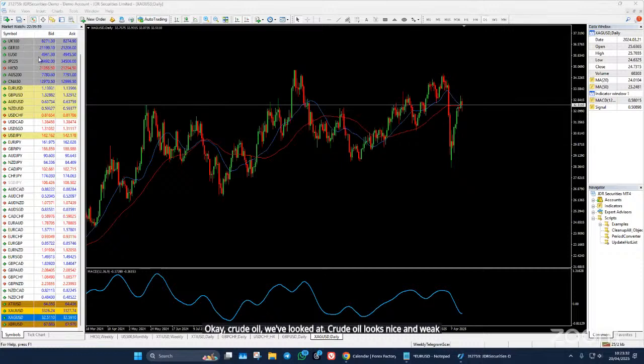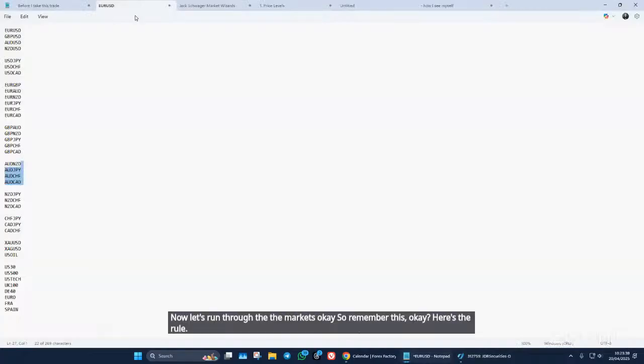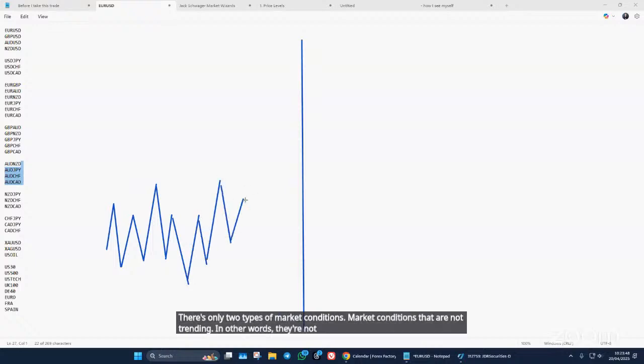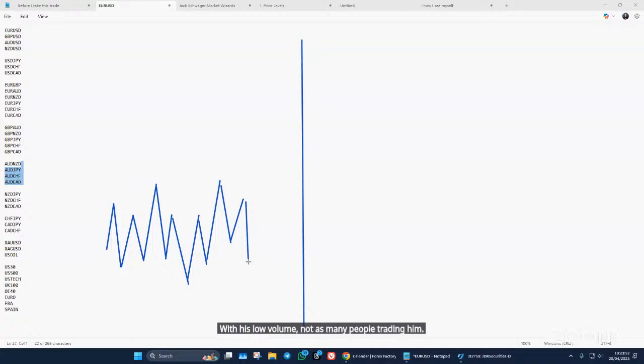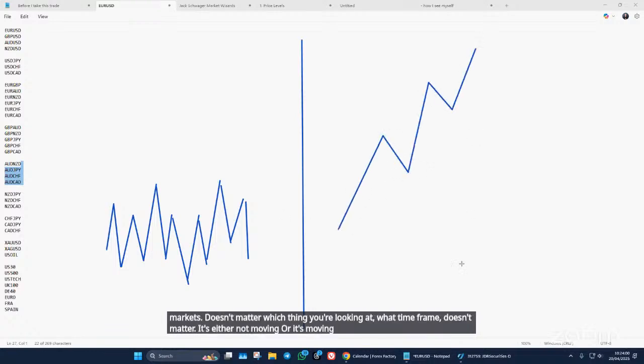Now, let's run through the markets. So remember this, here's the rule. There are only 2 types of market conditions. Market conditions that are not trending, in other words, they're not going anywhere. They're just ranging and noisy, with low volume and not as many people trading them. So only 2 types of markets. Doesn't matter which thing you're looking at, or what time frame. It's either not moving or it's moving. And it's either moving up or it's moving down.